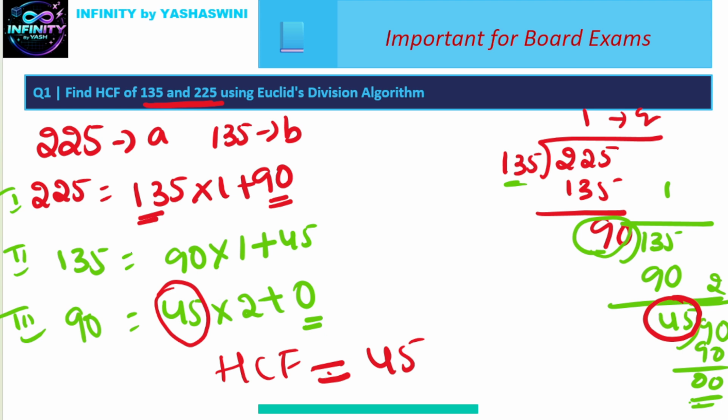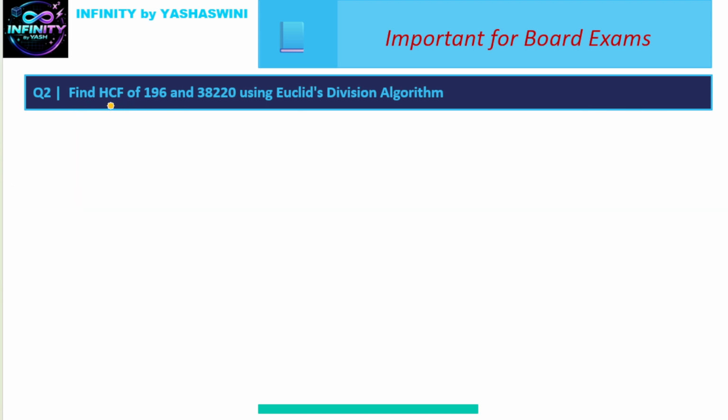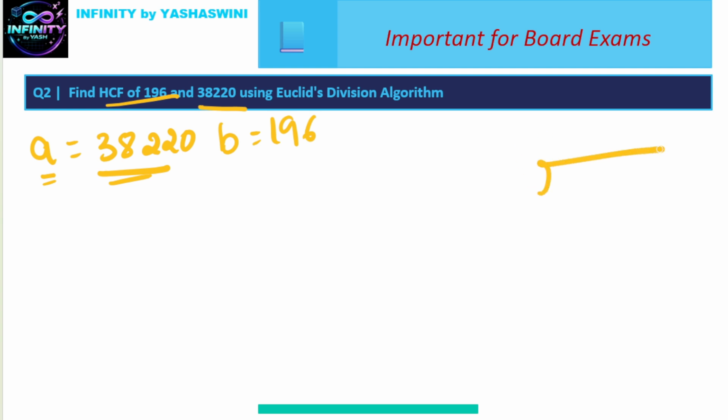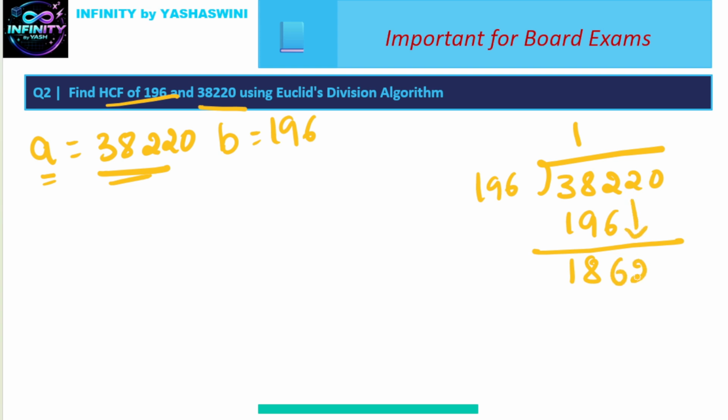Now let us solve one more problem. Now let us find the HCF of 196 and 38,220. So here the bigger number is 38,220. It is A and B is 196. Divide 38,220 by 196. 196 one time is 196 and the remainder is here 186. Take 2 down.